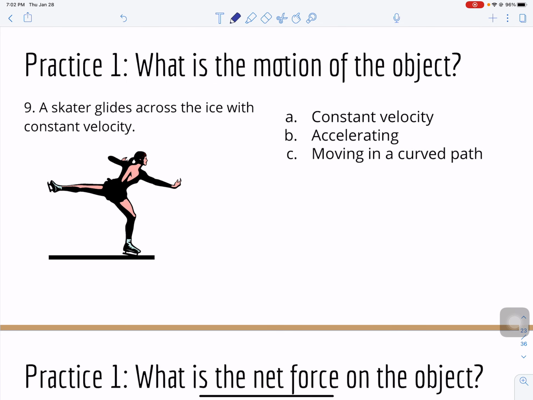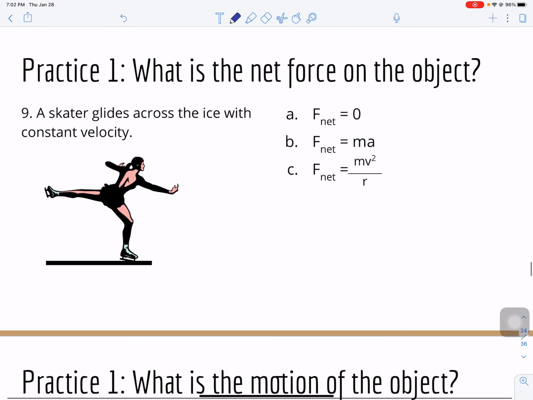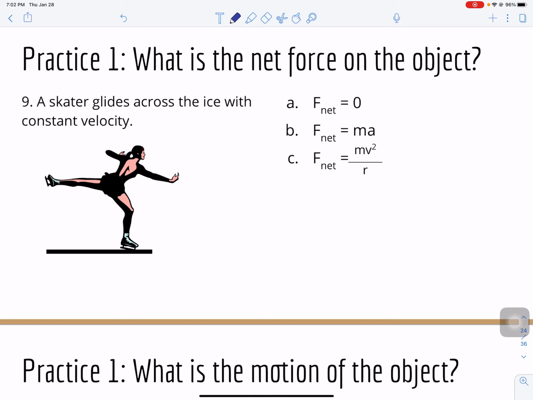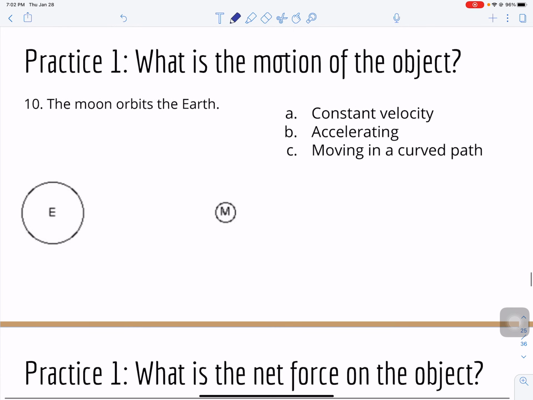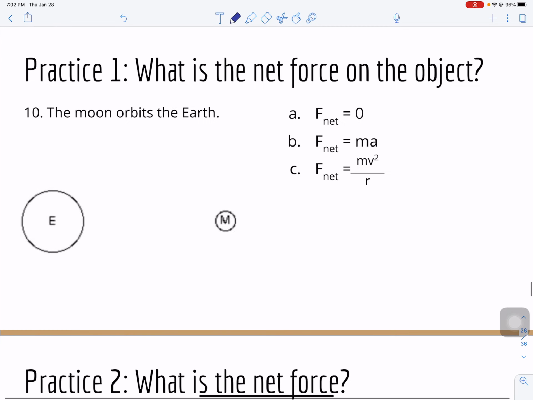A skater glides across the ice with constant velocity. What is the motion of the object? Not a trick question. Okay, so for this motion, what is the net force? The moon orbits the Earth. What is the motion of the object? Okay, so for that motion of the moon, what is the net force on the object?